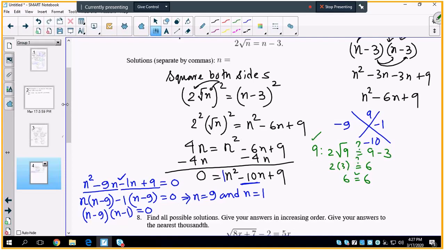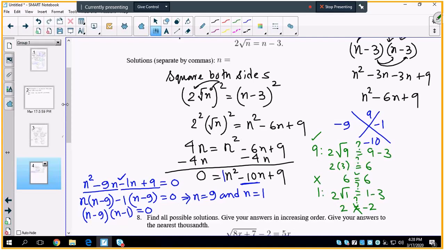But how about 1? So again I do 2 times square root of 1. That should be equal to 1 minus 3. But the left hand side, you get 2 times square root of 1, which is 2. Question is, is this equal to 1 minus 3, which is negative 2? Clearly, it is not. So 1 is not a good solution.